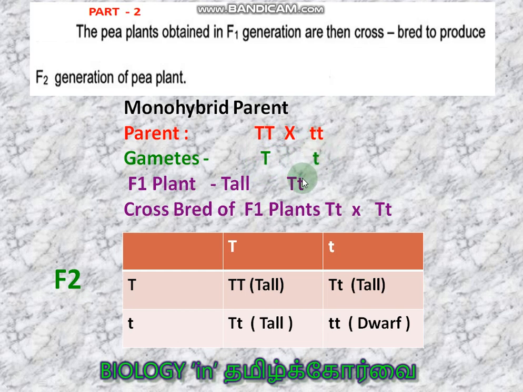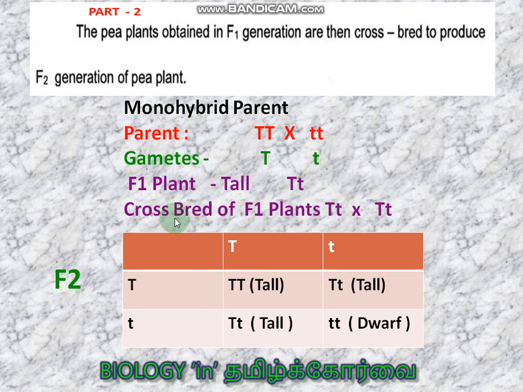So capital T, small t crossed. F1 plants become capital T small t, heterozygous. Now we call it heterozygous dominant. Tall is expressed, so tall is dominant. So here we can understand the law of dominance of the two alleles. One is expressed, which is called dominant. One is suppressed, which is called recessive.